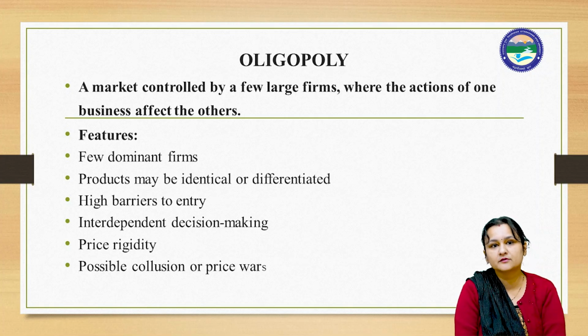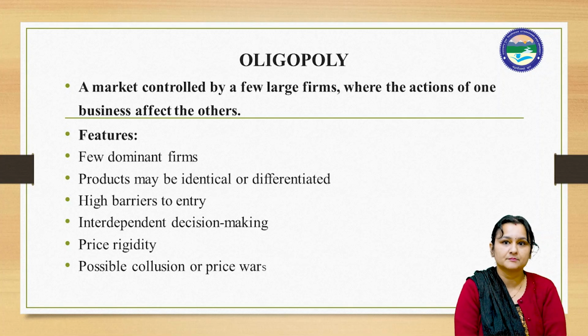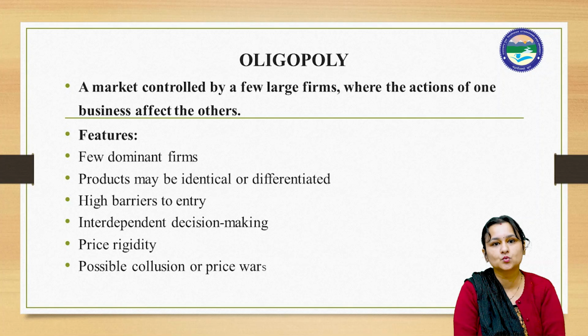There is also a very important feature, that is price rigidity, meaning prices change slowly, as firms avoid changing prices frequently to prevent losing customers. One more thing is possible collusion or price wars, meaning the competing firms may cooperate to fix prices or aggressively cut prices to compete with each other.